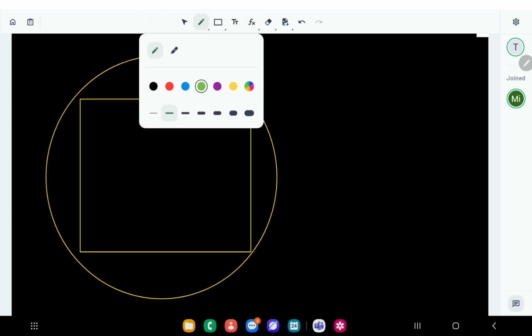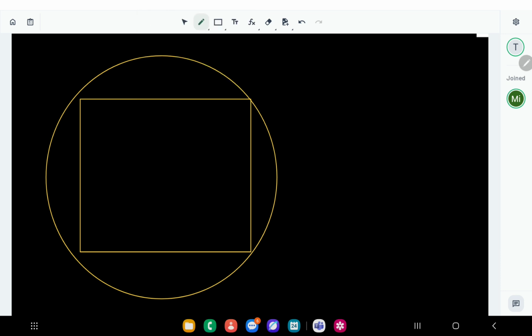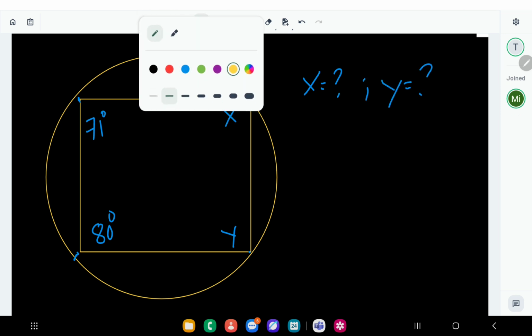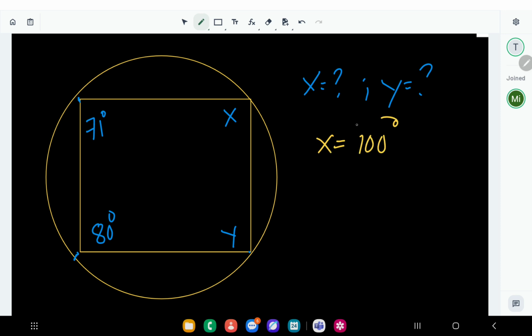So your lesson is only on quadrilaterals inscribed in a circle. Okay, just assume the vertices of the quadrilateral touch the circumference of the circle. So this is 71 degrees and y, and this is x and 80. Then solve for x and y. Okay, that's correct. 109. Yeah, that's right.